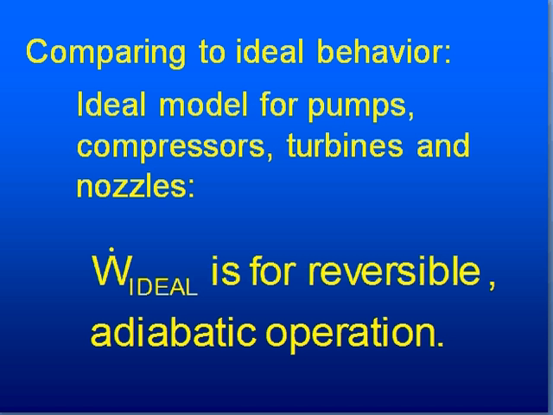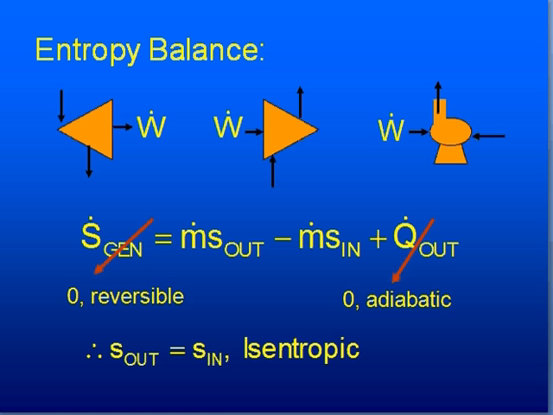Comparing to ideal behavior, we have an ideal model for pumps, compressors, turbines, and nozzles. The work ideal is for reversible adiabatic operation. We'll call that work ideal. If it's reversible, recall that for reversible processes the entropy generated is 0. And for adiabatic operation, there's no heat coming in or out to carry entropy with it. So if it's a steady state, flowing process, then the entropy in will be equal to the entropy out. So let's look at this.